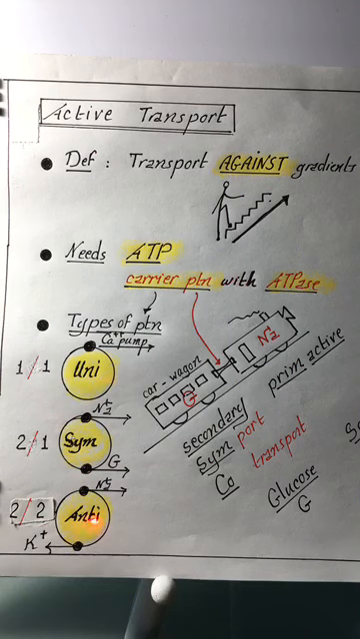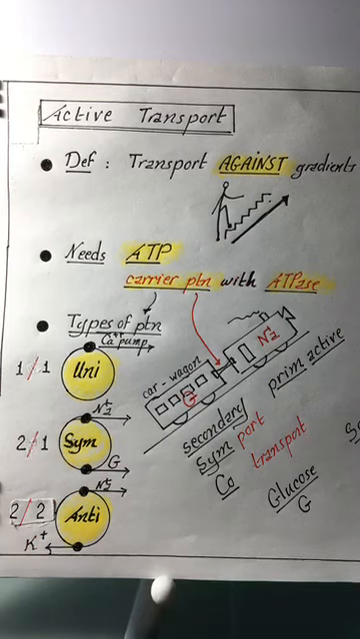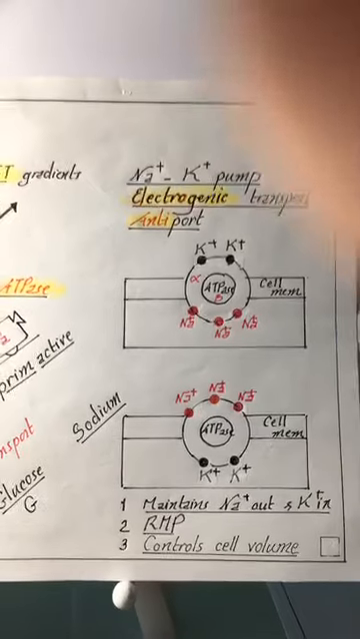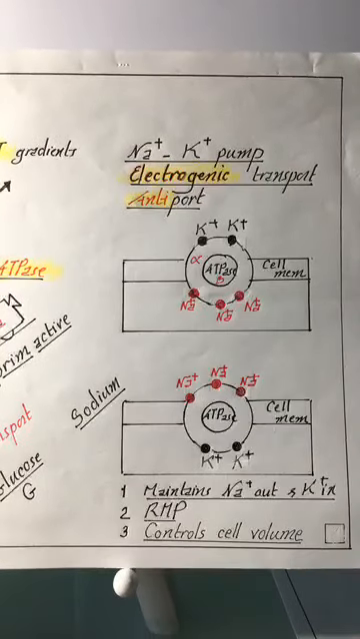I say it in a very easy way. The uniport, one substance in one direction, uni. Example, calcium pump. Symport, two substances in one direction, like the sodium and the glucose. The antiport, two substances in two different directions, like the sodium and potassium. We come to the most famous type of active transport in our body. That's the sodium-potassium pump.